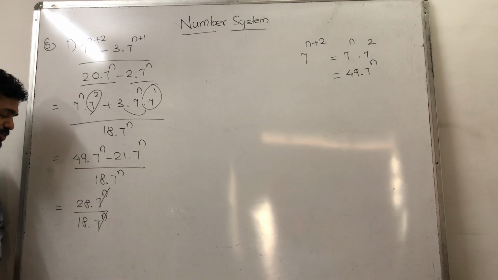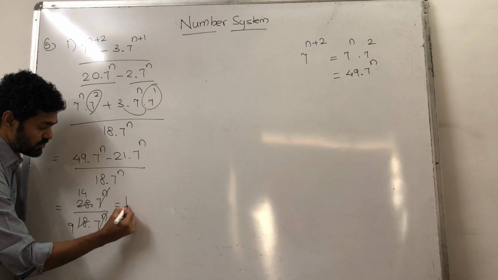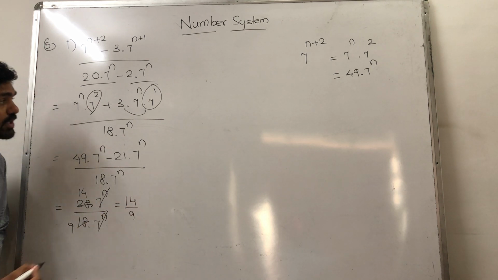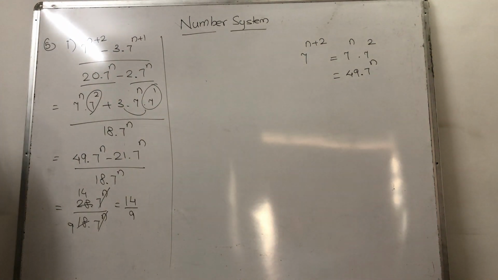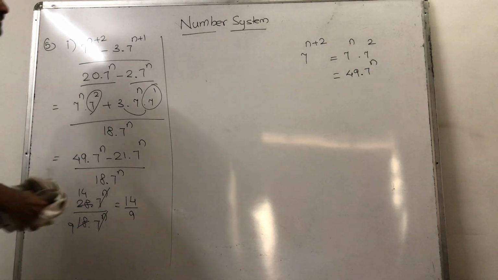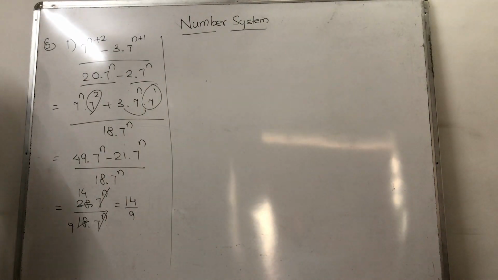Numerator, denominator 7 raised to n gets cancelled. 2 9s are 18, 2 14s are 28. So the value is 14 by 9. That would be the answer to the first sum. The second one.